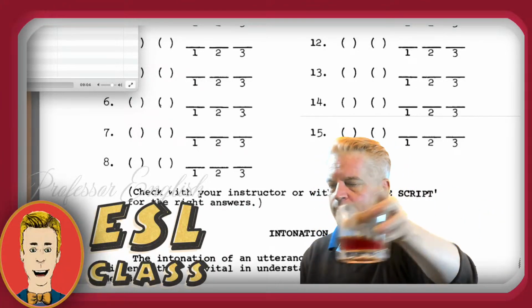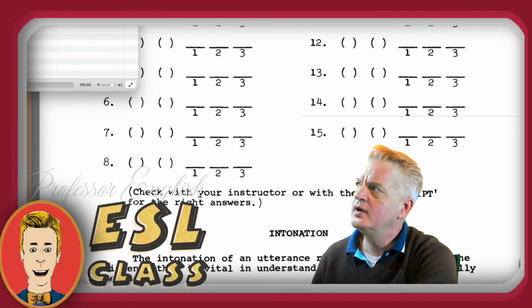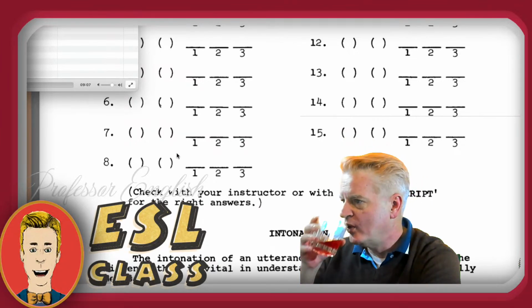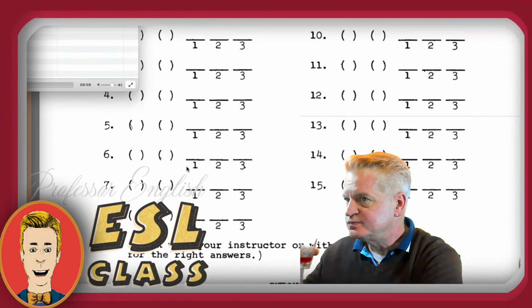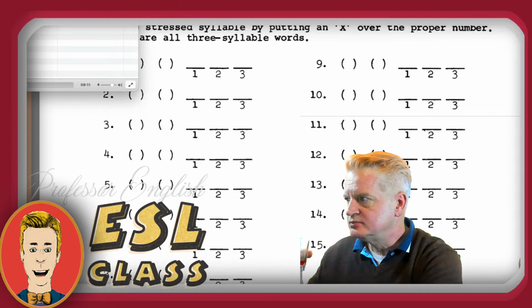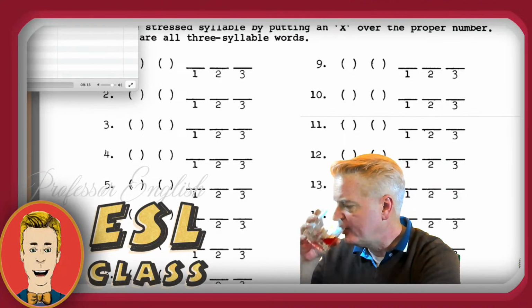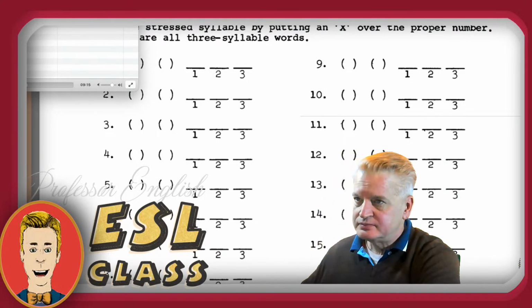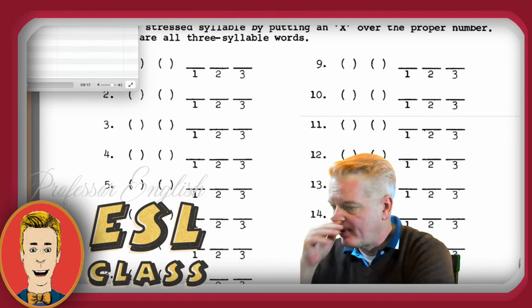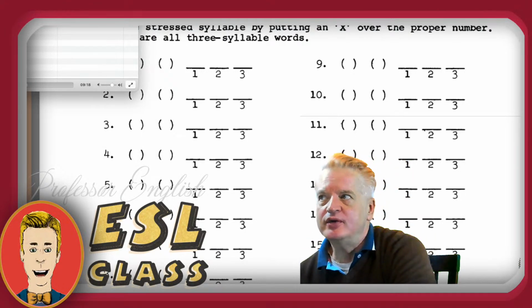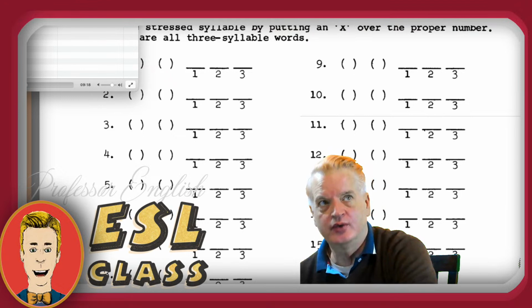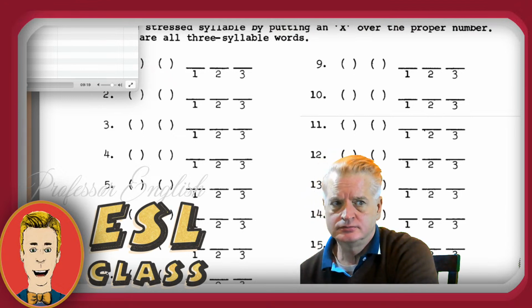8. Telefon. Telefon. That's number 3. 9. Unterwegs. Unterwegs. That's number 3. 10. Anmelden. Anmelden. That's number 1.